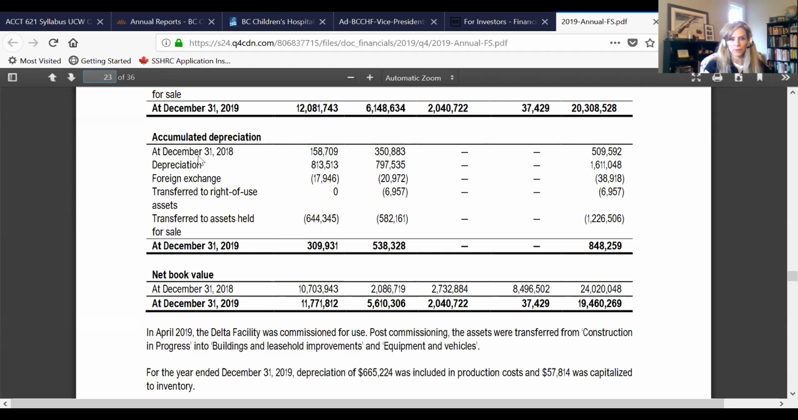And so what they're doing here is saying, here's the accumulated depreciation at December 31st last year. They depreciate the asset, they have some foreign exchange, et cetera, and transfers to assets held for resale. They're kind of giving us the mix of what happened during the year. But the interesting thing here is this net book value. So they're telling us the difference between last year and this year. And that makes sense because they've added some assets and reduced them, so it's going to fluctuate a little bit.